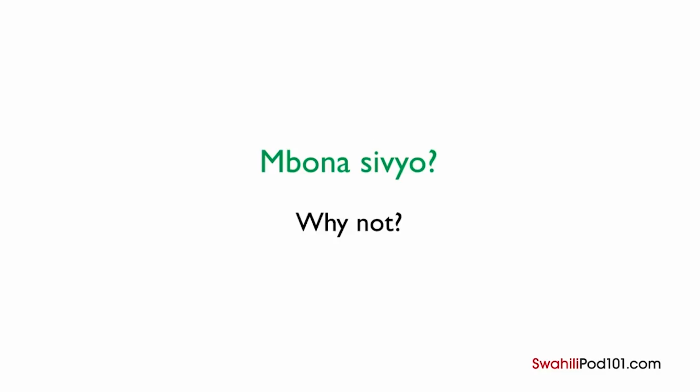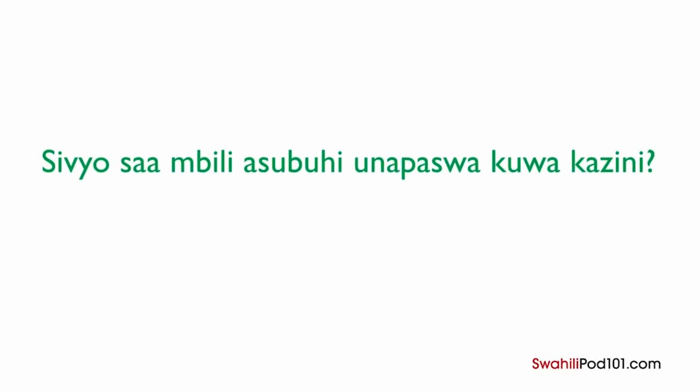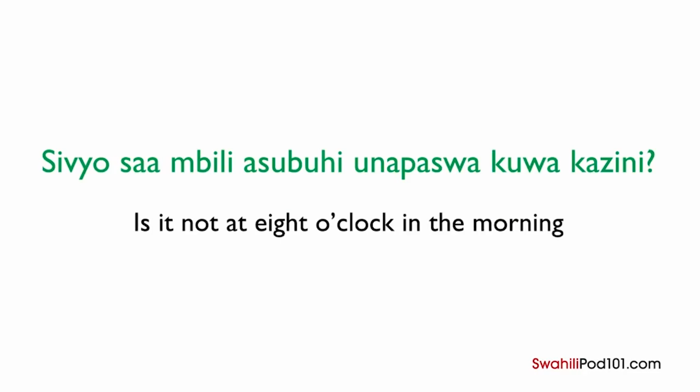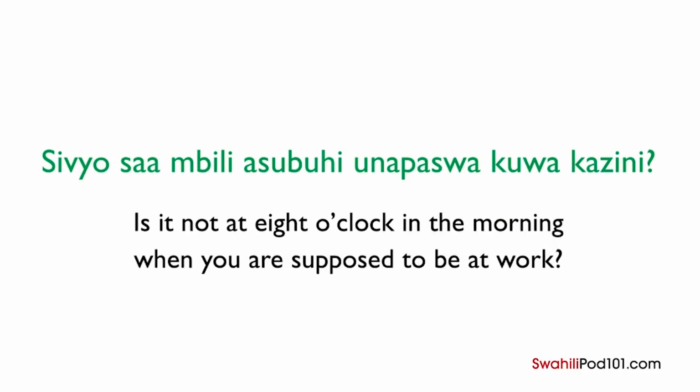But because Kenyans love to make words short and easier, it becomes sivyo. This is a really commonly used expression. For example, when one is doing something contrary to the traditional way, you may ask, sivyo saa mbili asubuhi unapaswa kuwa kazini? Which sounds like, is it not at 8 o'clock in the morning when you're supposed to be at work? And as we learned in lesson 14, the conjugation of to be, kuwa, is applicable here.